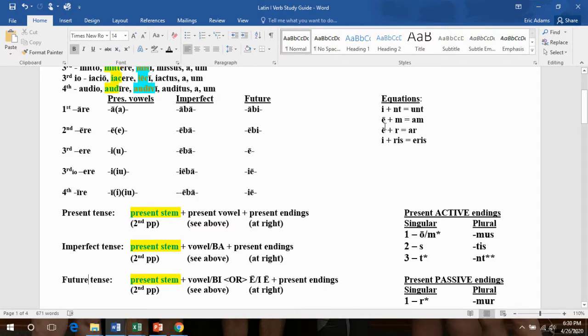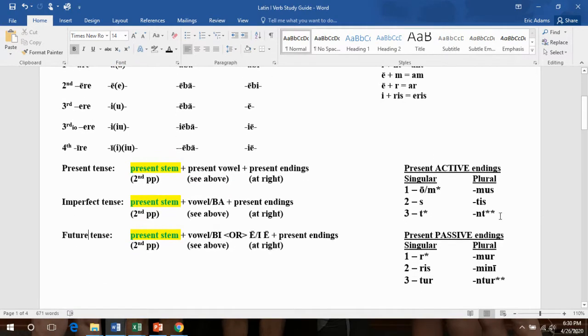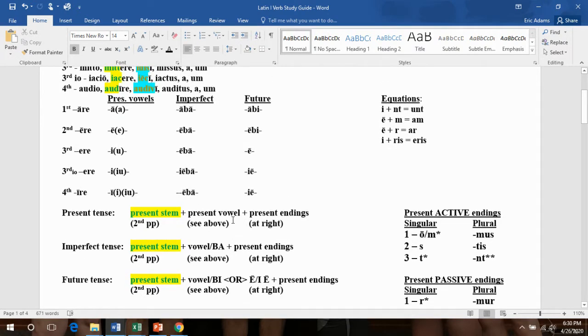E plus an m or e plus an r, a long one, is going to turn into an am or an ar, and a short i before ris turns into what looks like a short e, but it's really a short i. Nevertheless, also remember that there are some of these that have an asterisk that simply eat macrons. Now, the present system is going to have the present stem, the present vowel, and the present endings, and these are your present vowels here. And so if you have one of those plus an ending, then obviously it's present tense.